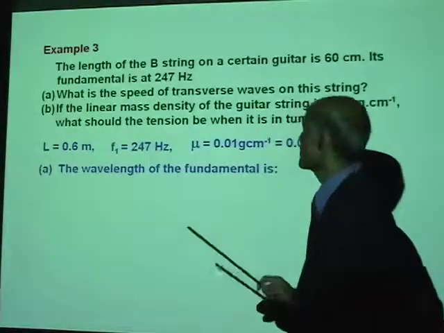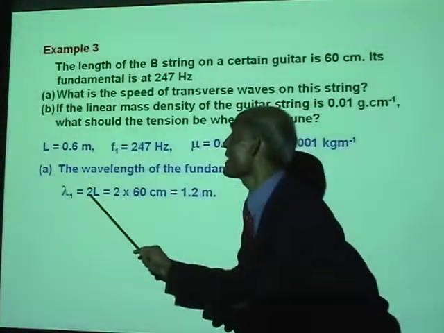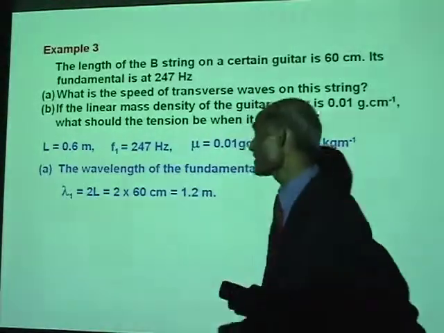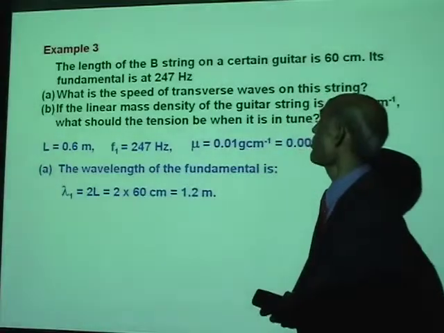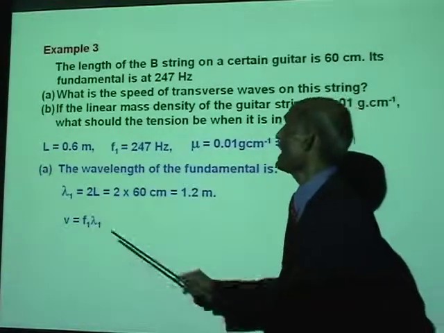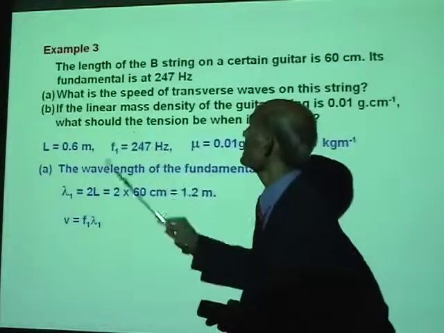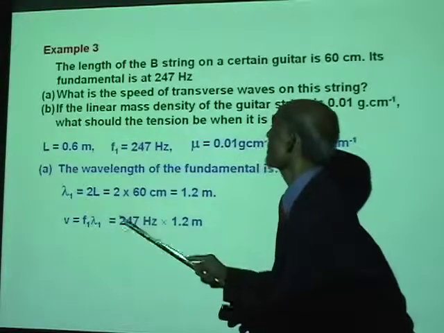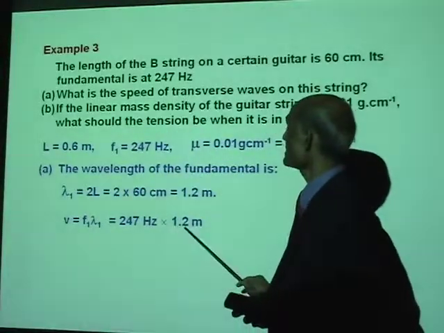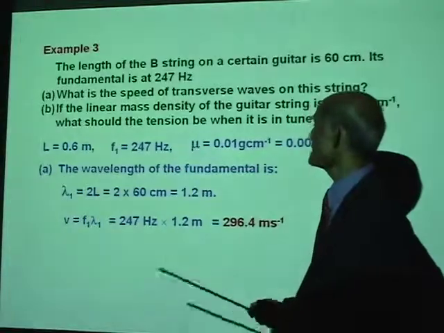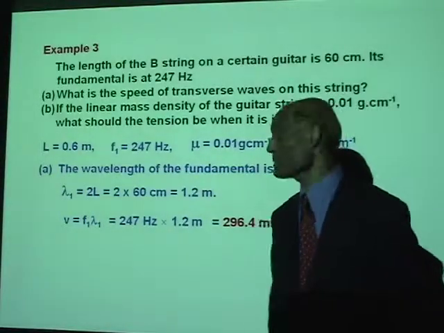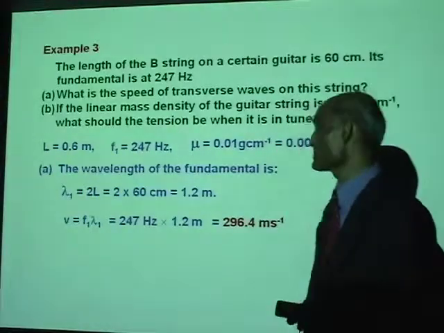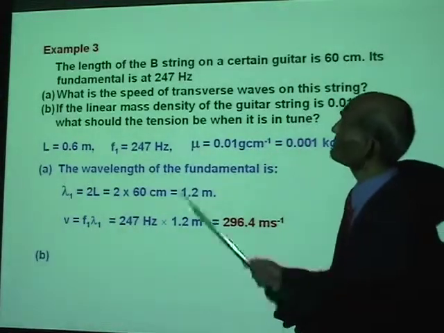The wavelength of the fundamental is lambda 1 equal to 2L. The wavelength of the fundamental is twice the length of the wire, and that is 1.2 meter. And V, the wave speed, is F1 lambda 1. The frequency of the fundamental is 247 Hertz. Lambda is 1.2 meter. Therefore, the wave speed is 296.4 meter per second.